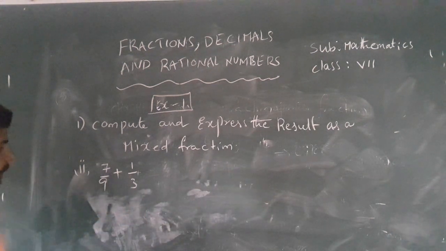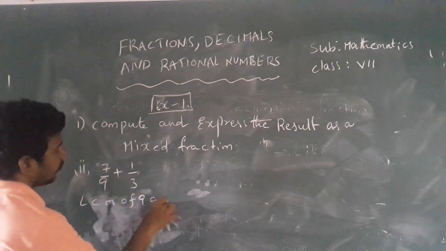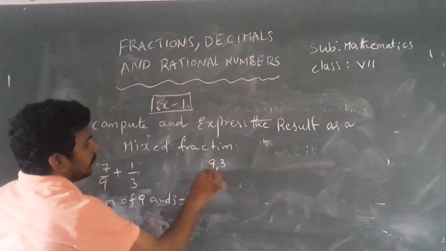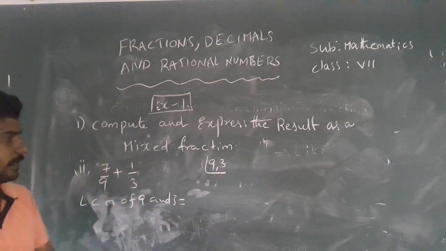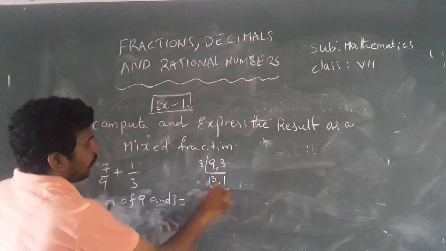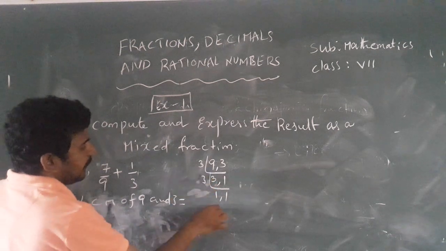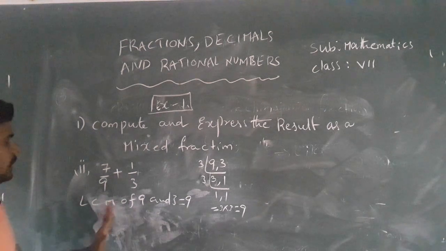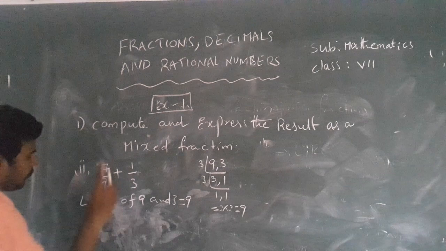So you find the LCM. LCM of 9 and 3 equals what? Already you know how to find the LCM of two given numbers. So 3 in 9 3 times, in 3 1 time. Now take 3 in 3 1 time, here 1. Now 3 3s are how much, children? 3 into 3 how much? 9. So the LCM of 9 and 3 equals 9.